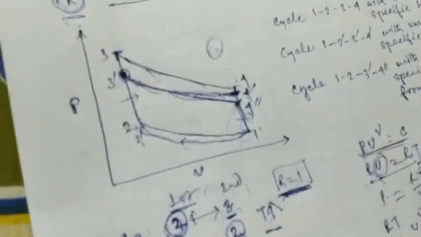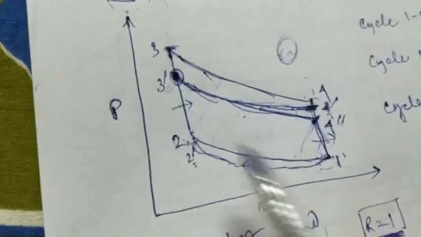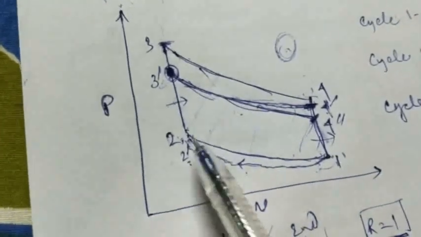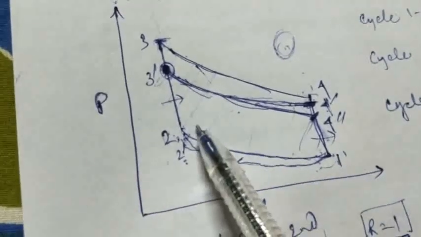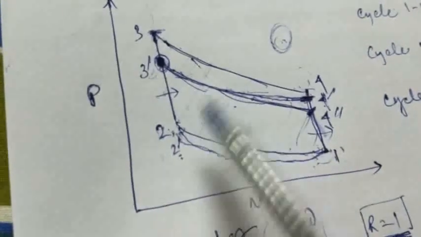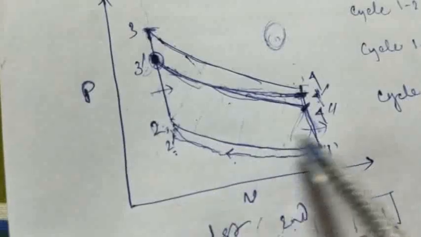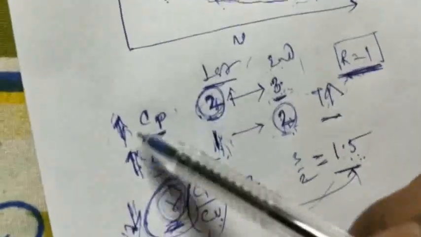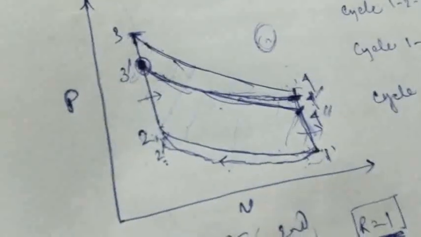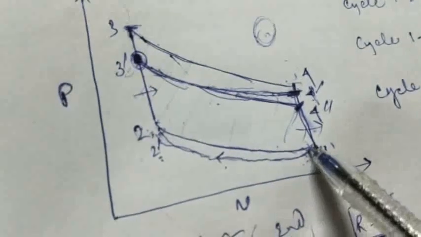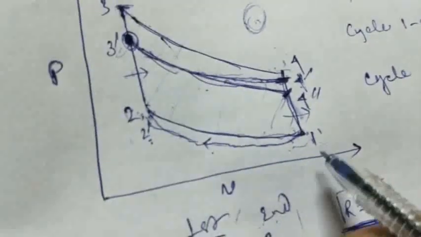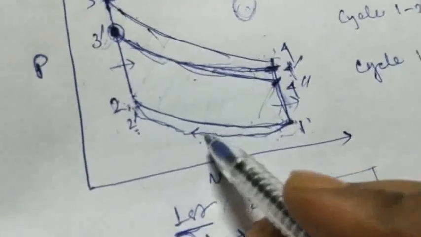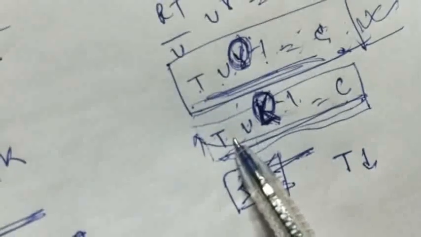Now look at this graph. In this graph, 1 to 2 was our compression process. As we know, during compression volume will decrease and temperature will increase. So as soon as the temperature increases, the specific heats will also change. It will increase also. So the graph will not follow this line anymore. It will follow a line below this line because our equation has changed.